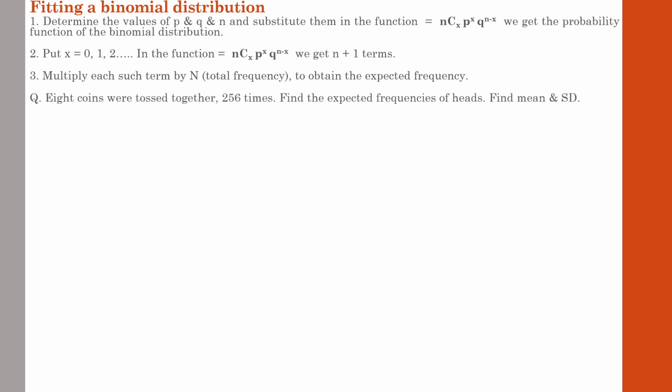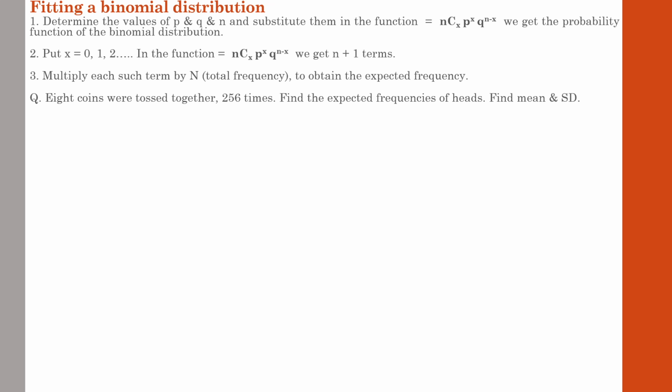Let us try another question. 8 coins were tossed together. Small n is given, and 256 times. 8 coins were tossed together and it was tossed 256 times. So capital N is known as 256. Find the expected frequencies of a head. What are the chances of occurrence of head? Find the mean and standard deviation. So this is a question. You are asked to find the expected frequencies. How are you going to find the expected frequencies?